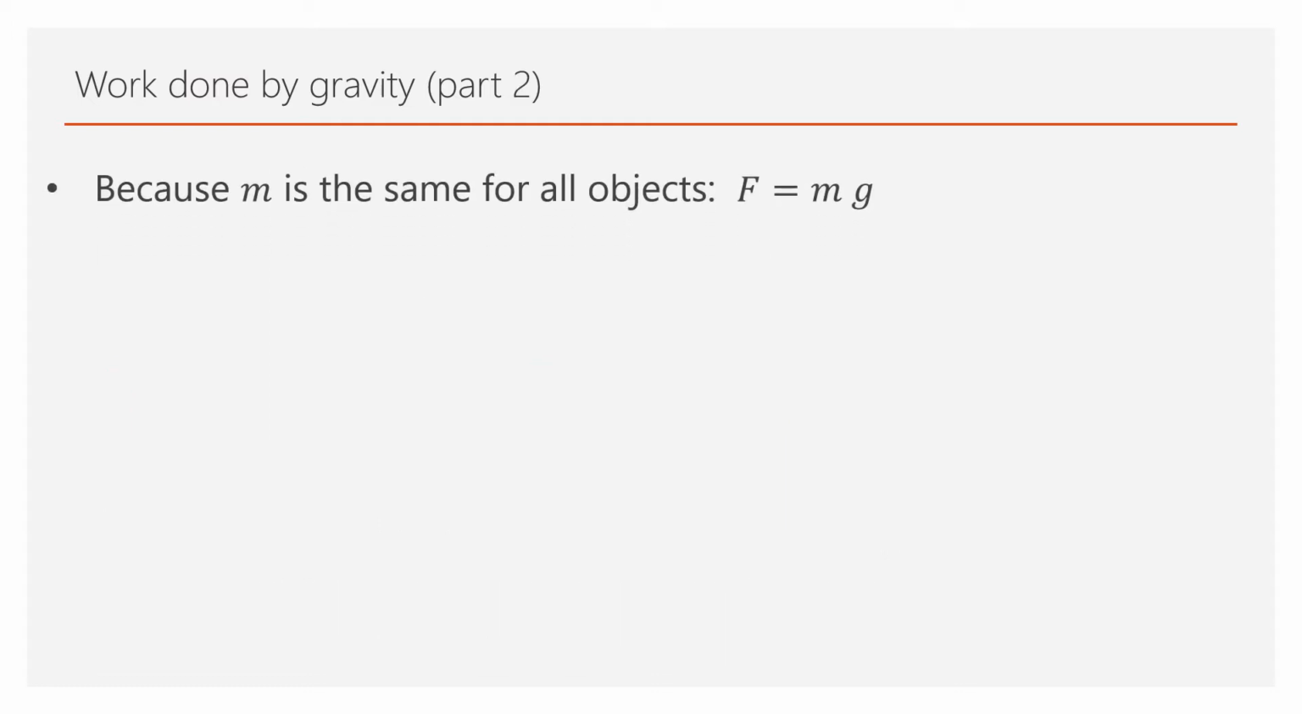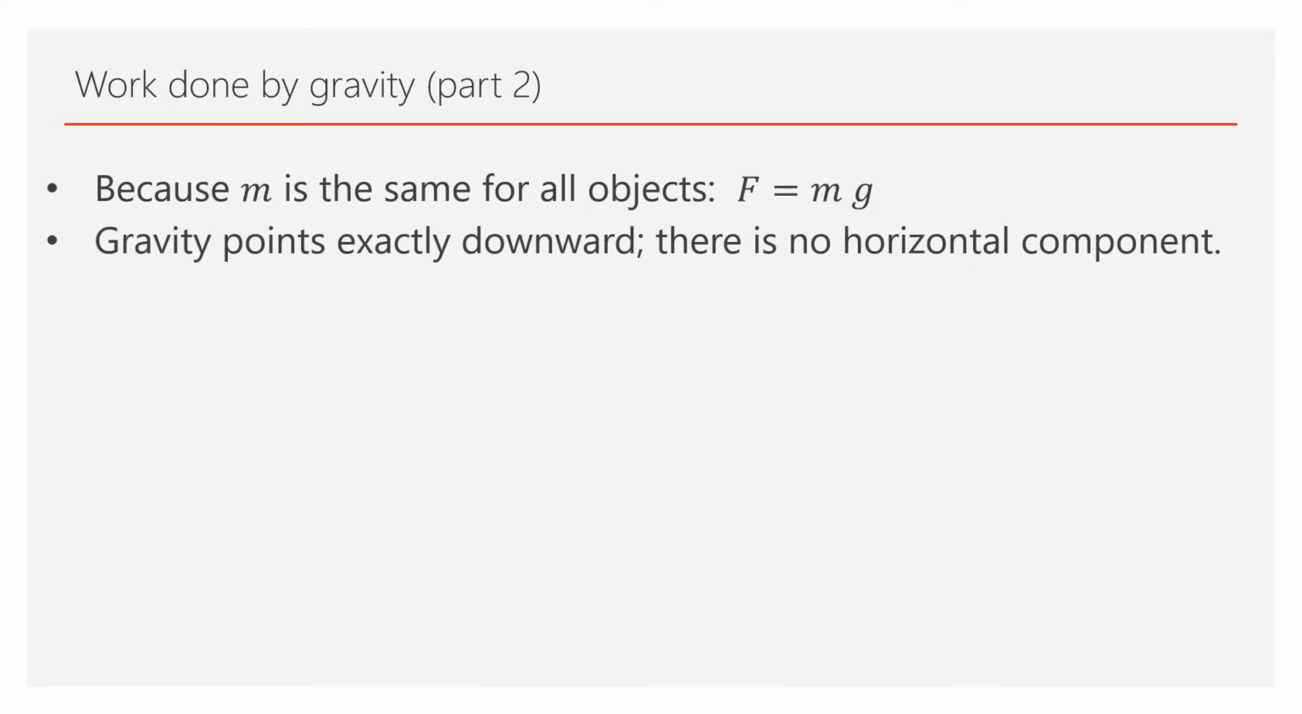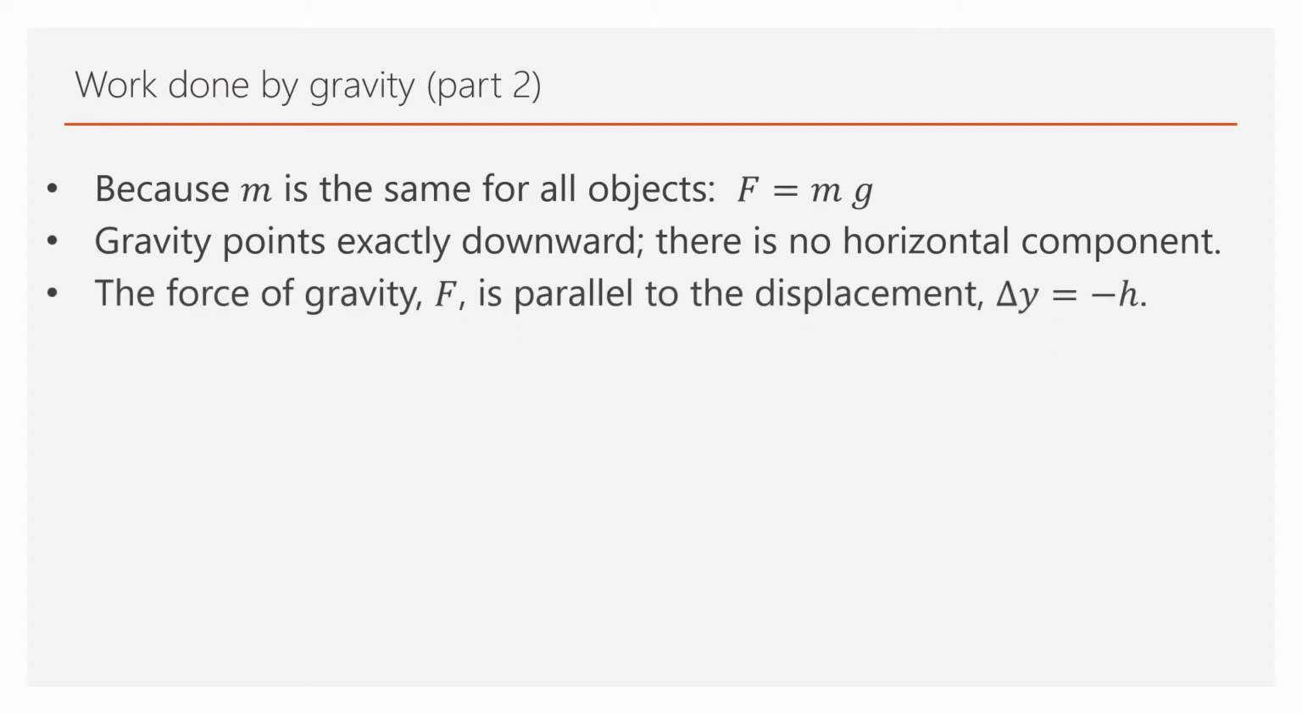Because the mass is the same for all objects, the weight is also the same for all of them. Gravity points exactly downward. It never points in any horizontal direction. It only goes straight down. Because of that, gravity is parallel to the displacement, delta y. The work done by gravity is the mass multiplied by the acceleration of gravity multiplied by delta y.